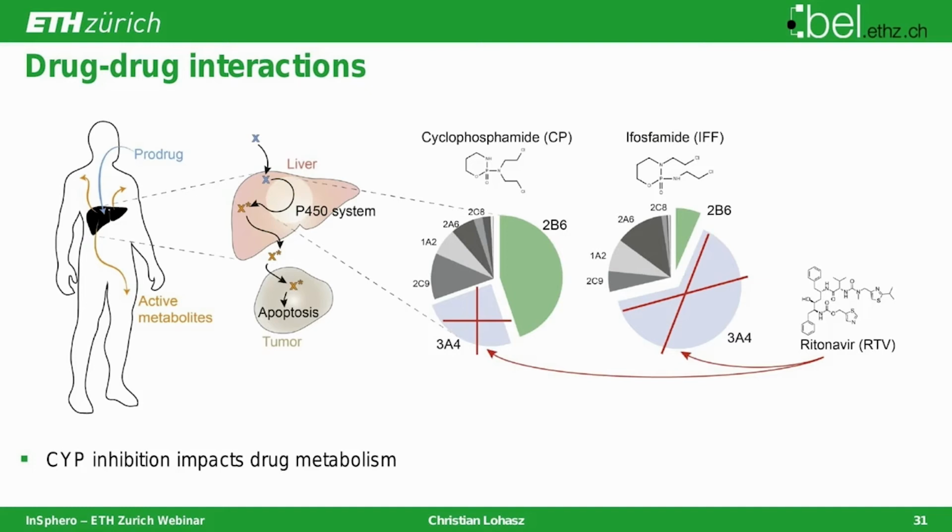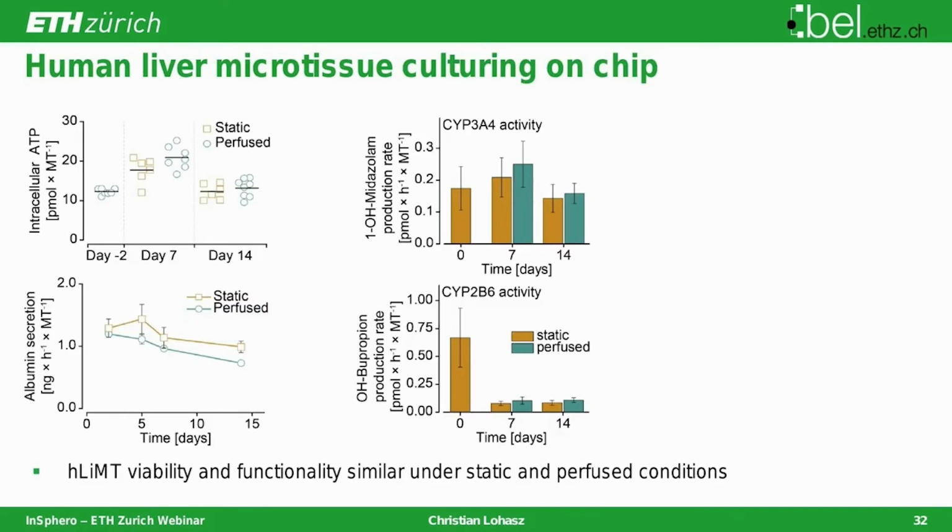Having this background information, we wanted to use the chip that Olivier just presented and replicate this behavior in an in vitro system. So in the first step, we wanted to characterize our metabolic component, which were the human liver microtissues also provided by InSphero. We loaded human liver microtissues into the chip system and monitored their health and their functionality over a 2 weeks period. You can see the green data points that correspond to the liver microtissues under perfused conditions and the orange ones corresponding to the ones cultured under static conditions.